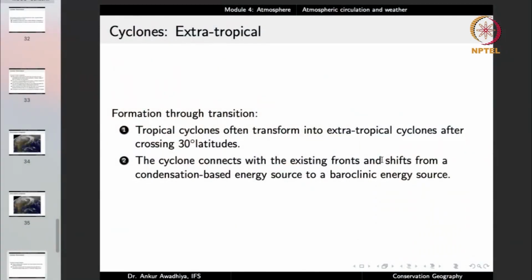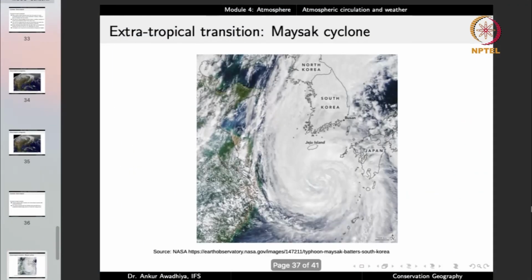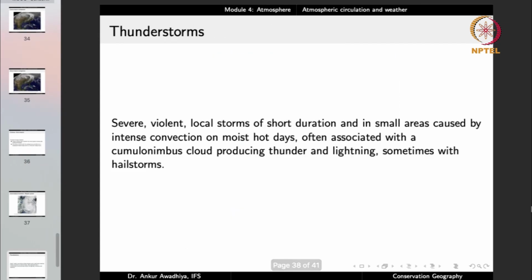It will shift from a condensation-based energy source to a baroclinic energy source. So it is now not using the warm sea surface waters, but it is using the pressure differences. So that is an extratropical cyclone. So here we are observing the Masak cyclone that is shifting from tropical to an extratropical cyclone.